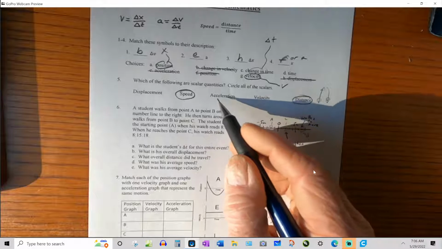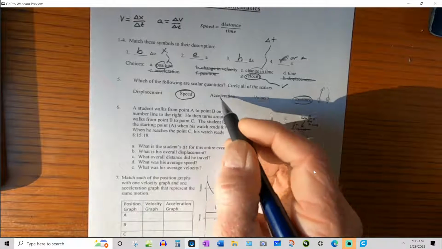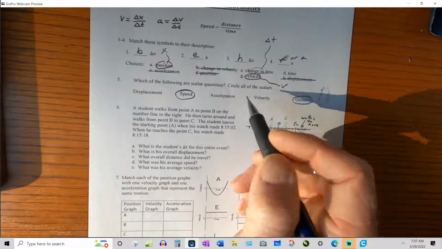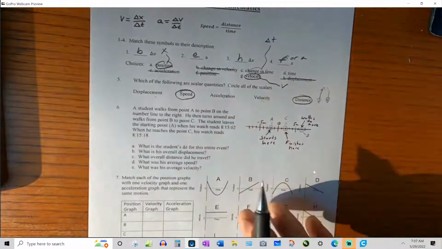Acceleration, you can accelerate to the right or to the left, so that's a vector. So all three of these have direction. They're all vectors. These are the only two that don't. They're scalars.